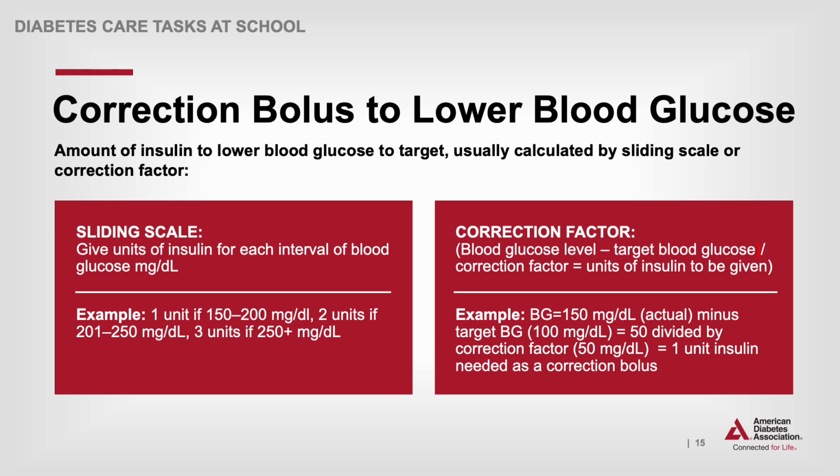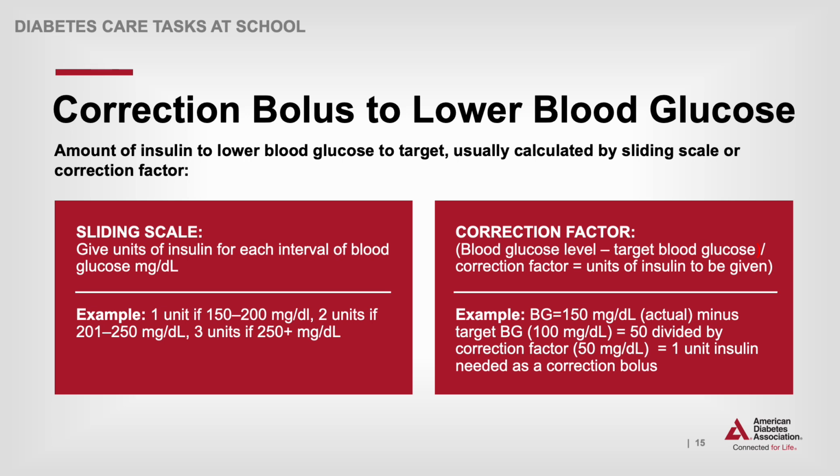For the sliding scale, correction doses are specified at specific blood glucose intervals. For example, a student may need 2 units for blood glucose from 150 to 200, 3 units for 200 to 250, and 4 units for blood glucose greater than 250.